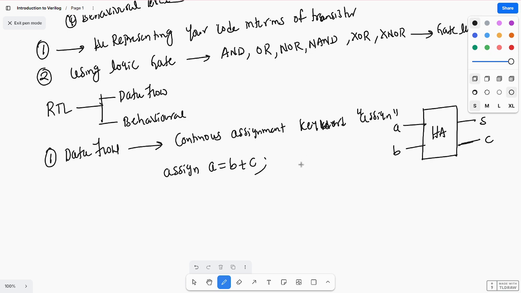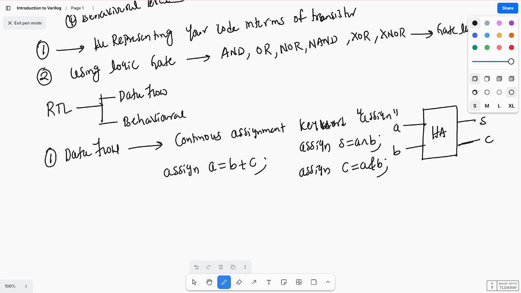So for the half adder, how to write? I need to write the equation, that is, assign S equal to what? A XOR B. This caret is bitwise XOR operation; bitwise operators we will discuss. And next, assign carry equal to A and B, like this. In terms of expressions, we are declaring, that is nothing but what flow? Data flow modeling. Okay, is it fine?